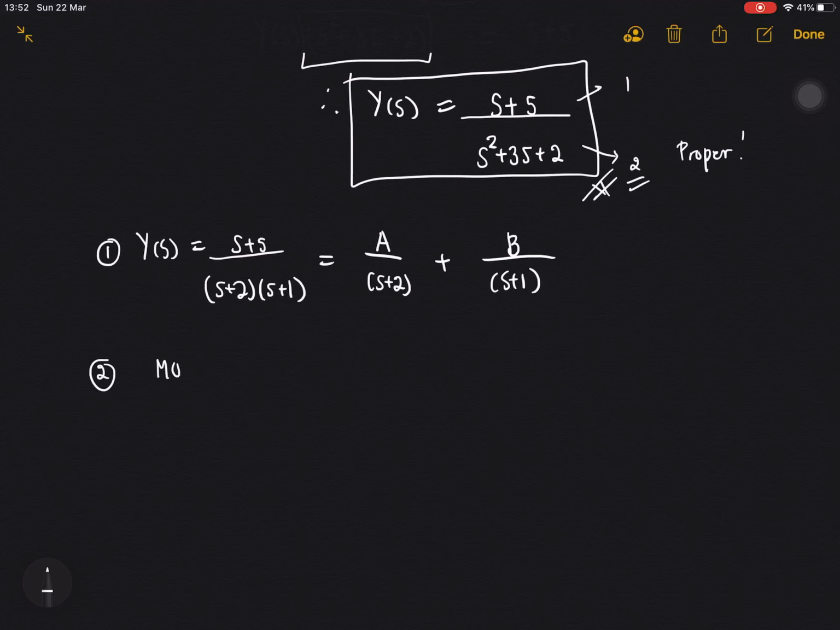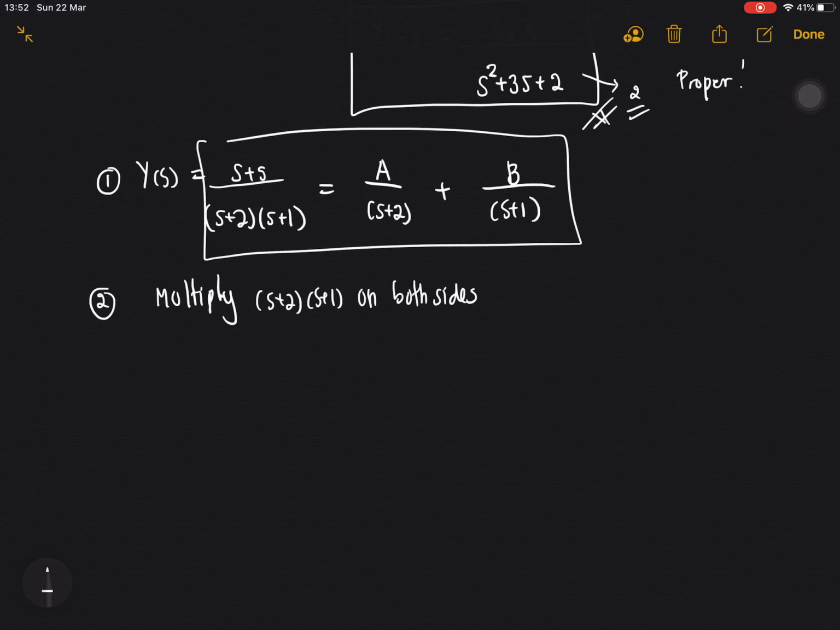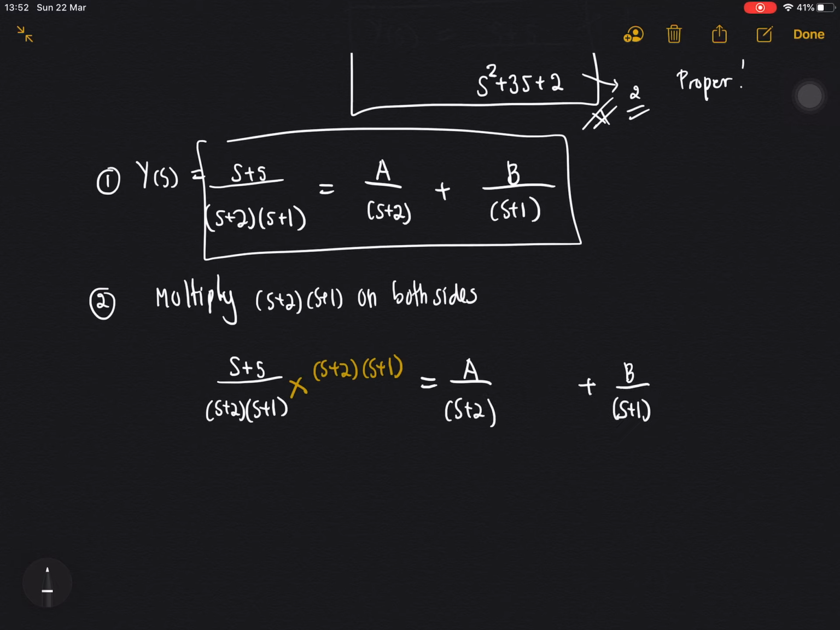And for the second step, you will have to multiply by s plus 2 and s plus 1 on both sides of the expression. So on both sides, we will have s plus 5 divided by s plus 2 multiplied by s plus 1, and that also needs to be multiplied by these two terms. Done for the left side, and then for the right side, we will have that for A and that for B, and again these two terms we have to multiply by s plus 2 and s plus 1.